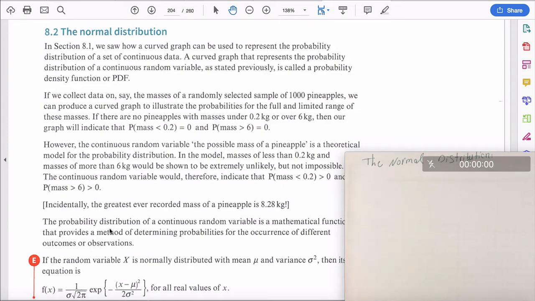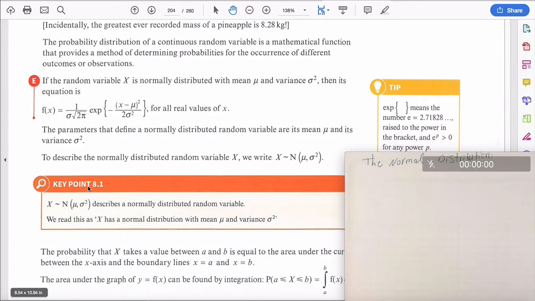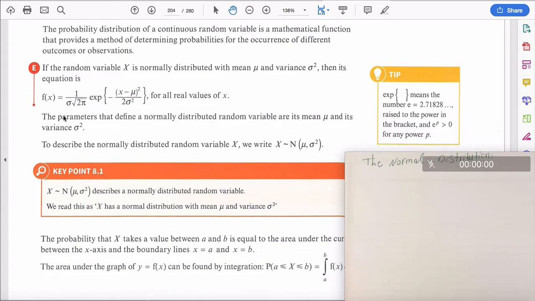Now, in the previous session, we learned that the function which calculates the probability for a normal distribution with mean mu and variance sigma squared is 1 over sigma radical 2 pi, exp means exponential, e to the power of this expression, which is negative x minus mu squared over 2 sigma squared.